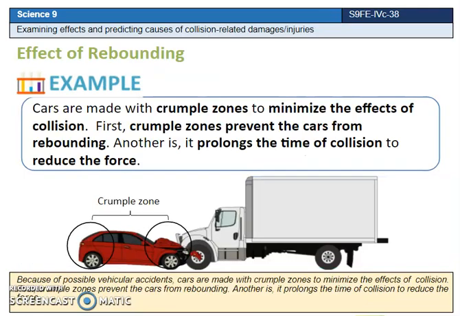Because of possible vehicular accidents, cars are made with crumple zones to minimize the effects of collision. First, crumple zones prevent the cars from rebounding. Another is, it prolongs the time of collision to reduce the force.